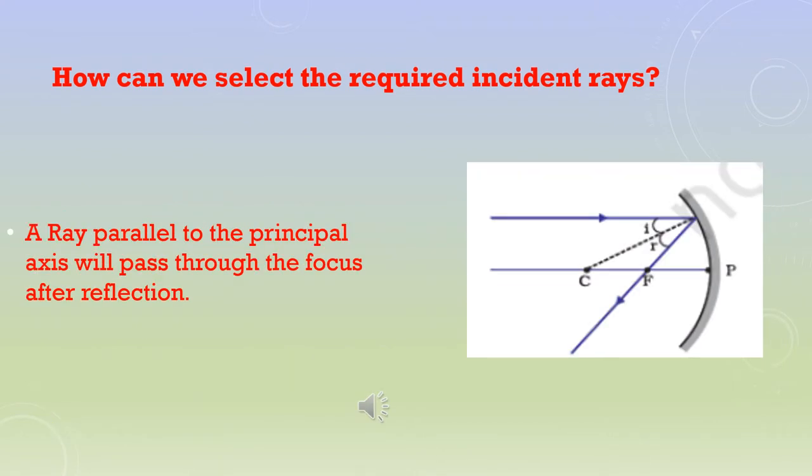Next point, a ray parallel to the principal axis will pass through the focus after reflection.